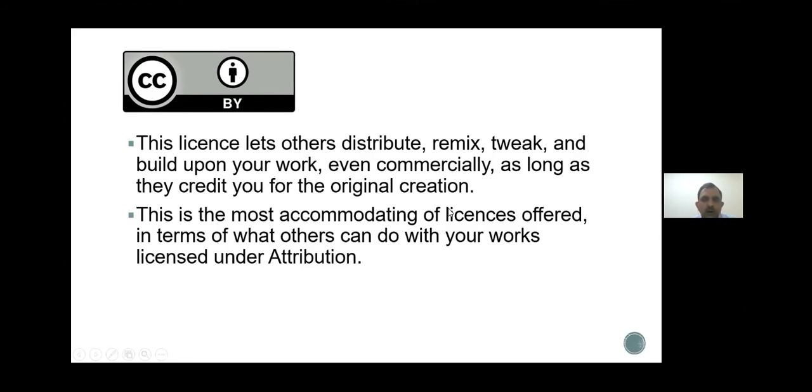So the credit or the attribution to the original creator of the work should be retained. Only this condition is there, that you can use my material for any purpose, but you have to give me credit that this work was originally done by so and so. So this is the most accommodating license in terms of what others can do with your work.